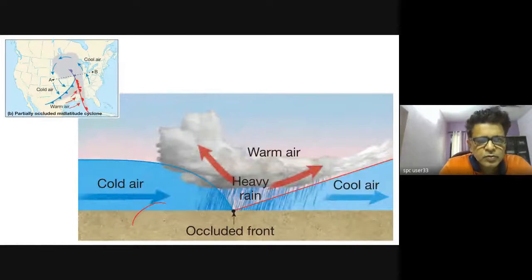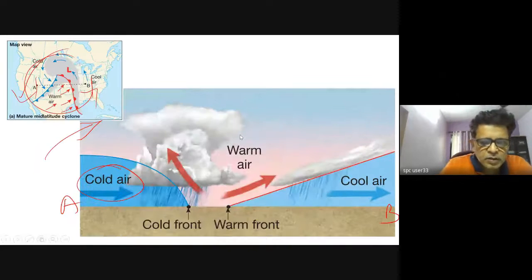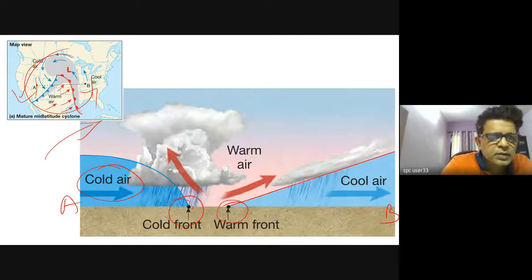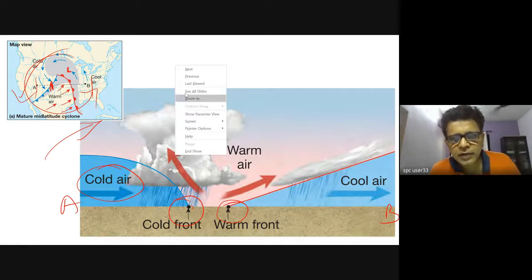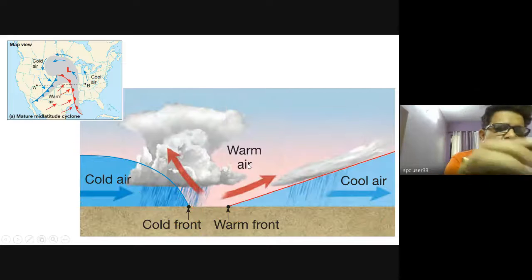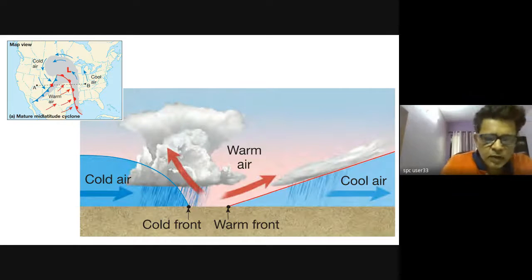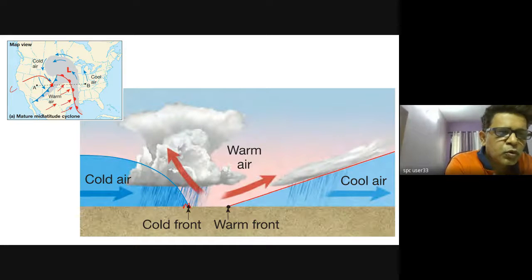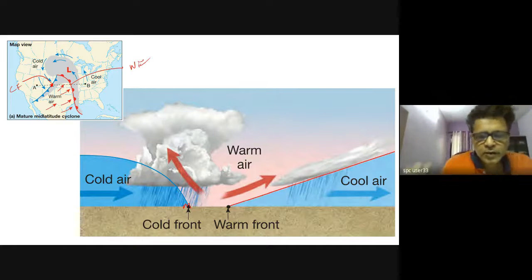Just a moment. This is where the cold front is. This is where the warm front is. I'll just clear it off and we'll go back again. This point here is the cold front. Let me write it here. This is the cold front point, and this is the warm front point.